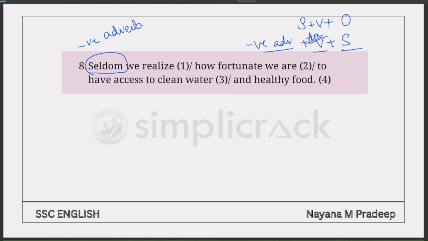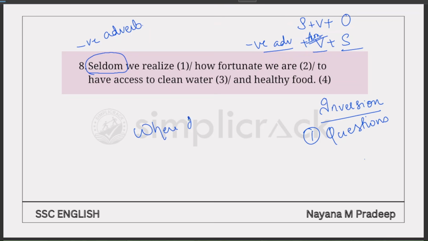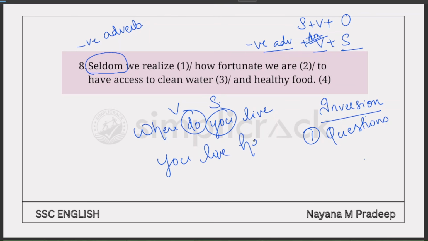Now, before we answer the question, we have studied the rules of inversion. One of the main cases where we use inversion is regarding questions. Where do you live? Here you have the verb coming before the subject, right? In a normal sentence, we say you live here. You have the subject first. But in questions, you have the verb coming before the subject. So there is an inversion in the structure.